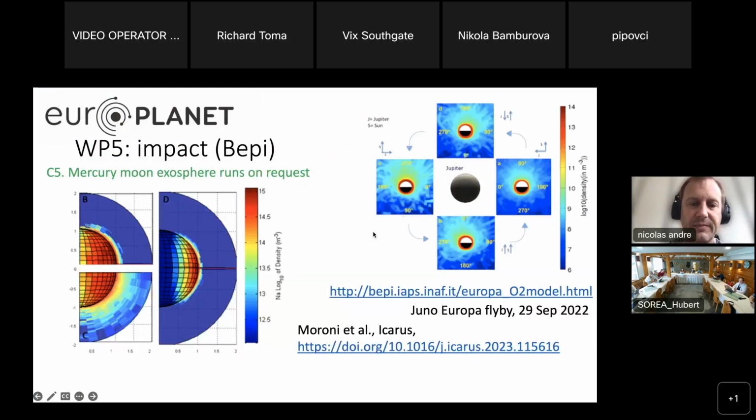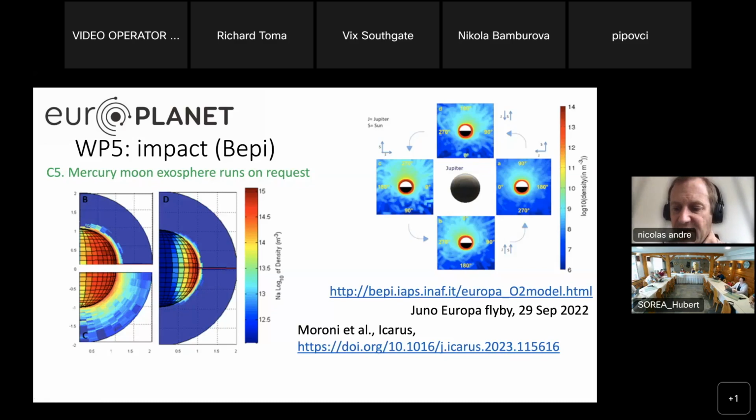So our Italian colleagues at INAF made their model of the exosphere of Mercury and giant planet moons, in particular Europa, available through our run and request system. This is operating. You can launch a run at Mercury, or you can launch a run at Europa if you wish, in order to study how the exosphere of the body is disturbed by solar wind disturbance or by the environment of Jupiter at various locations, at various times. And this was recently published by Martina Moroni, a PhD student, partially funded by the program. And you can access the paper in order to learn more about this service.